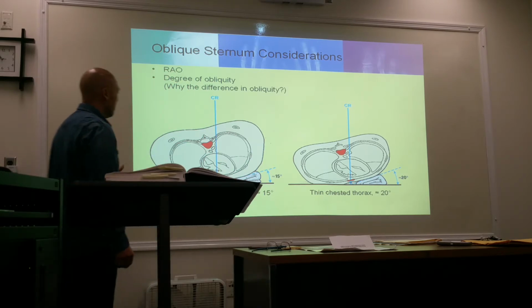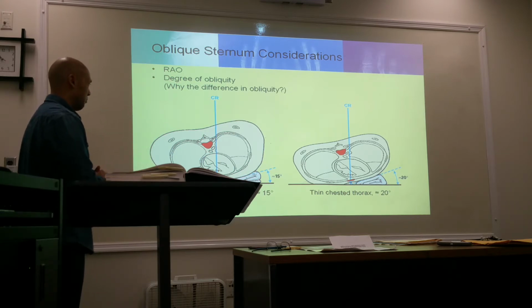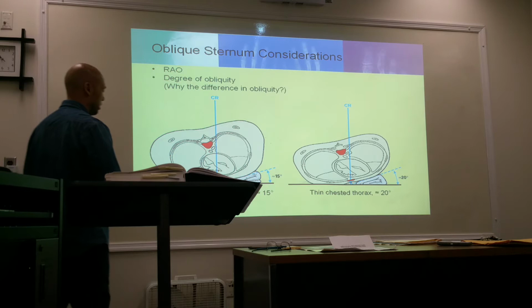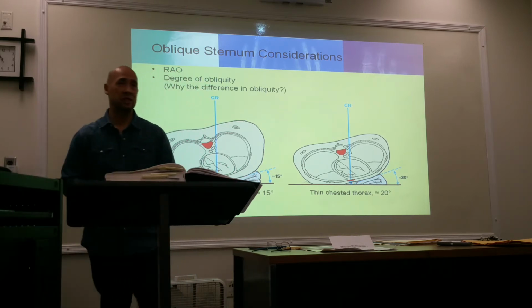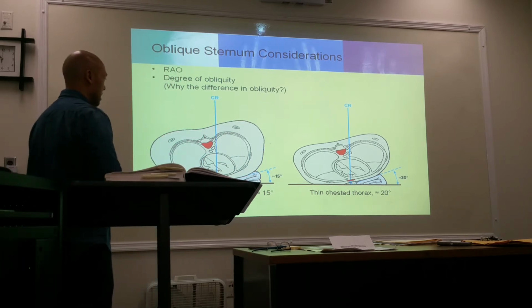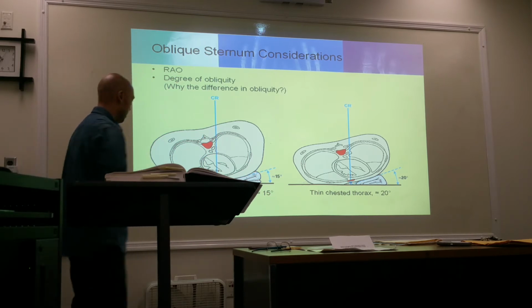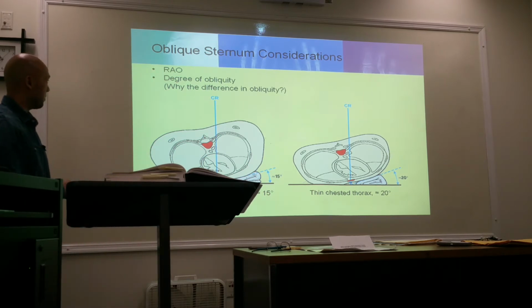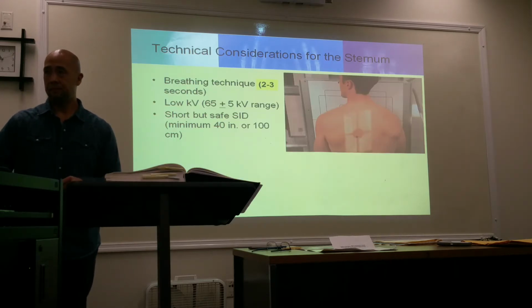With larger, more barrel-chested patients, there's only going to be a minimal amount of rotation, approximately 15 degrees, whereas someone who's a little bit thinner is going to require more of a rotation, approximately 20 degrees. And again, that throws the sternum out of superimposition over the vertebral column. We'll spend some more time on this in just a little bit.